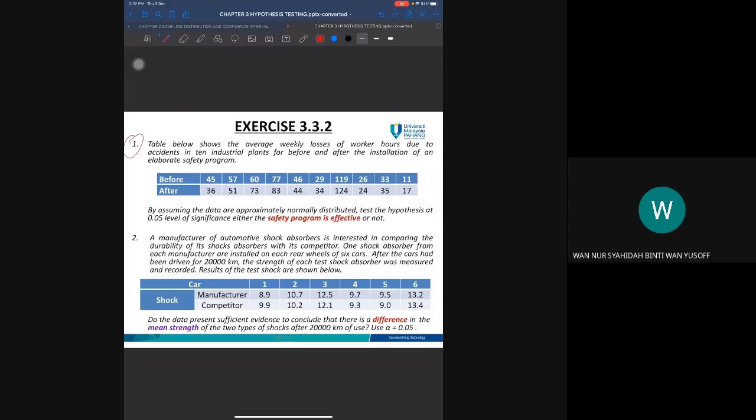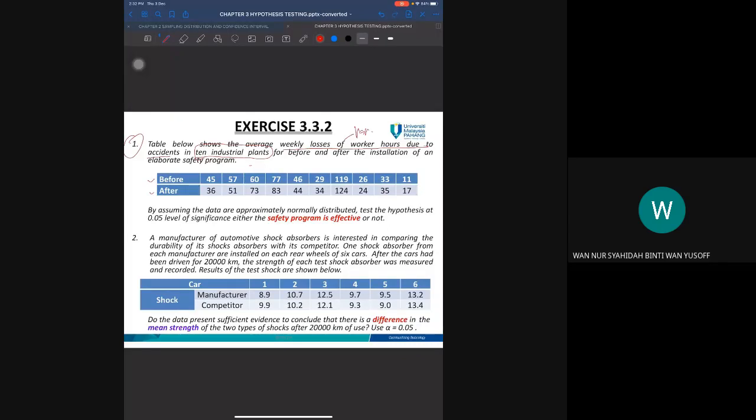Weekly losses of the worker hours due to accident. This is your variable, in 10 industrial plants, before and after installation. So it means that the data before and the data after are from the same 10 industrial plants. So that's why it is a dependent sample.